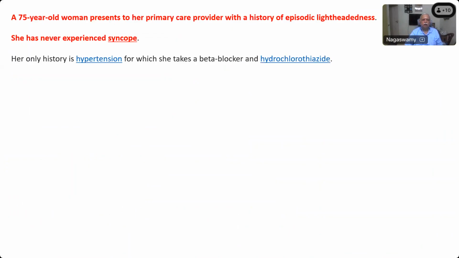Okay, after that research methodology and all that jargon about research and statistics, now we go to clinical scenarios. A 75-year-old woman presents to her primary care provider with a history of episodic lightheadedness. She has never experienced a syncope. Her only history is hypertension, for which she is taking beta blockers and hydrochlorothiazide.